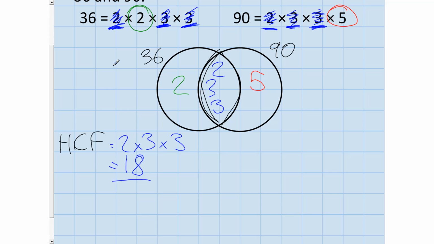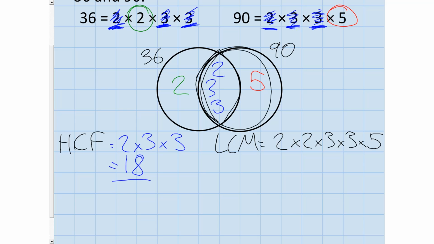And the LCM, we need to multiply everything together. I'm going to do everything in black here. So 2 times 2 times 3 times 3 times 5. We could cheat here, you don't have to keep multiplying all together. If you look at this circle, that is 90. So we just need to multiply 90 by what else we've got left. It's 2, so it's 180, the LCM.